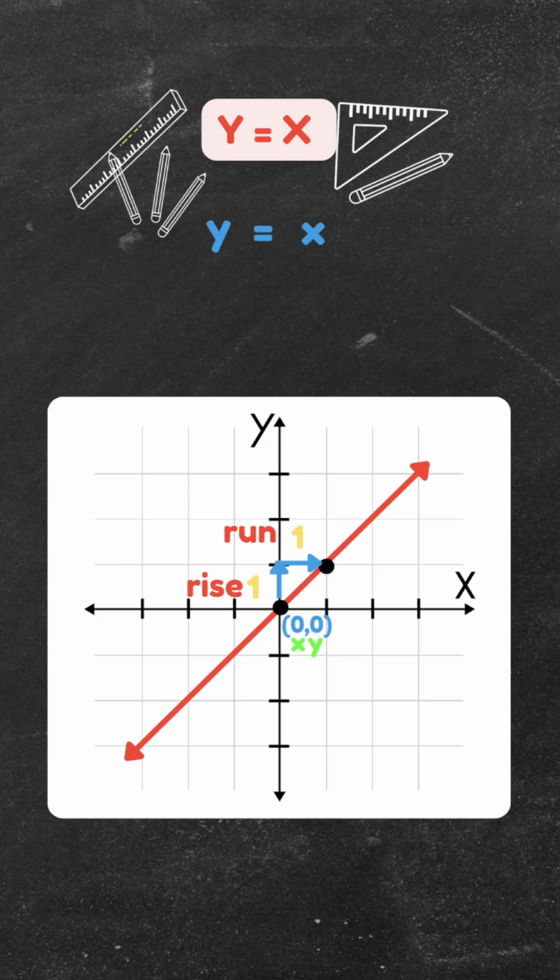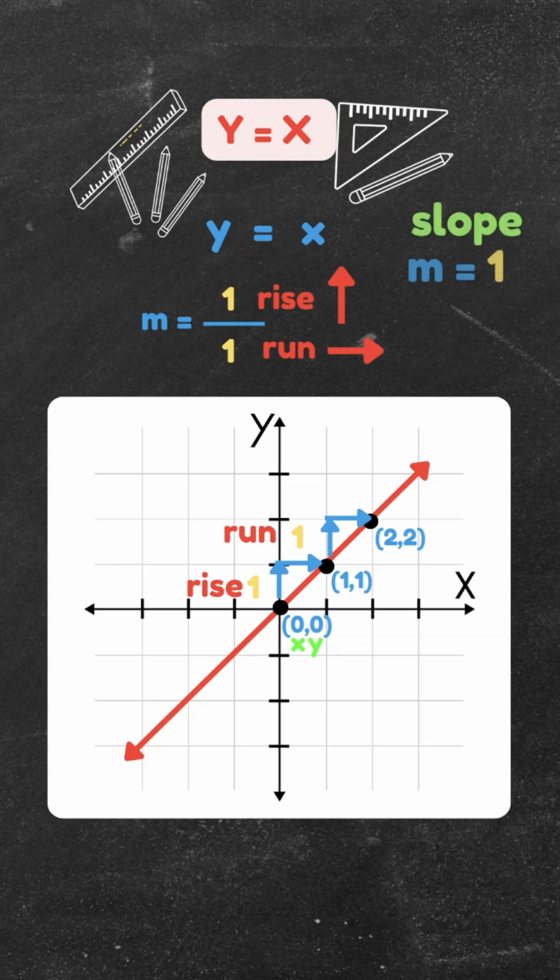So there's our next point, which is 1, 1. Again, rise 1, run 1, and we get 2, 2. So the slope here is going to be 1, which is the rise, over 1, the run. And 1 divided by 1 is going to give you 1. So the slope is 1.